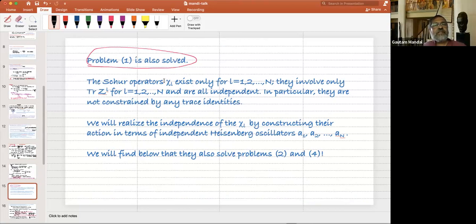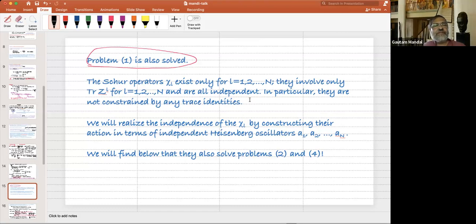Okay, and so the Schur polynomials exist only for L equal to 1 to capital N, and they are all independent because they involve only trace of z to the power L for L equal to 1 to capital N, which are all independent anyway. So these are basically polynomials of all independent traces. In particular, they are all independent, but you can also find their independence by calculating orthogonality and so on. So these are not constrained by any trace identities. Basically, chi L has a natural cutoff at L equal to N.